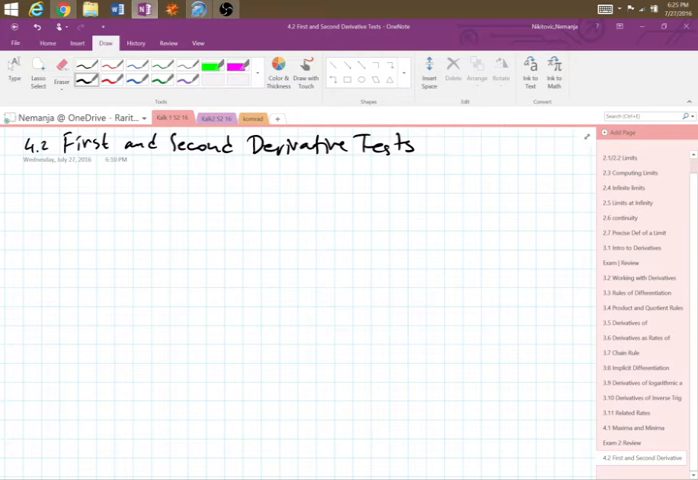Sure, I don't know which one. But we'll be talking about first and second derivative tests. We are learning how to apply derivatives so that we can do cool things with them.